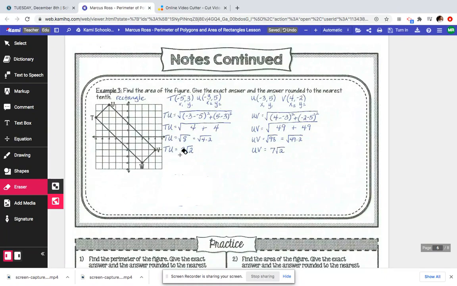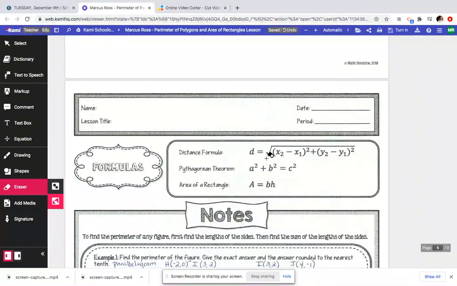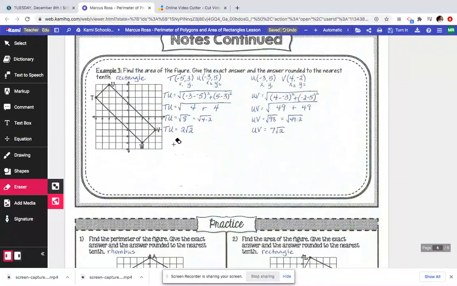Now, the only difference with this one is that because we're looking for area, we're not going to use the distance formula. We are going to use the area of a rectangle. So base times height. Okay, so you're just going to do 2 square root 2 times 7 square root 2 to get your answer because we are using base times height, right? And so when we do this, the area equals 2 square root of 2 times 7 square root of 2. And your answer will be 28 units squared because we're doing area. When you're finding area, your units are always squared. Don't forget that.